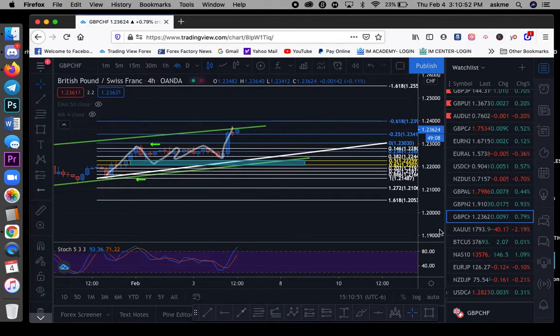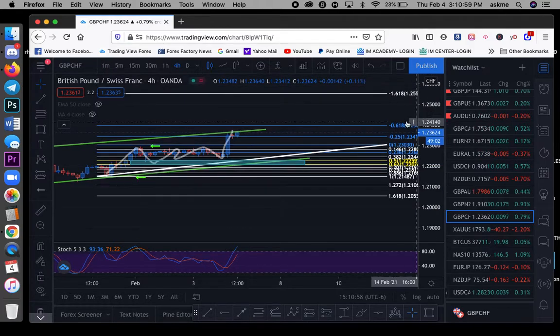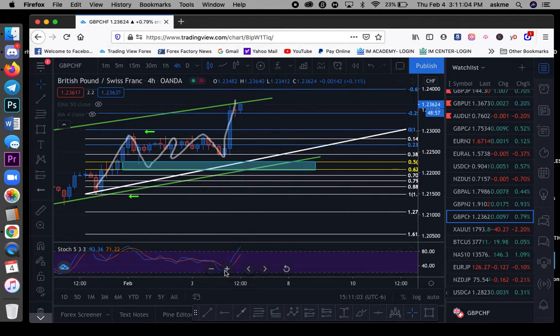Ultimately, we want to take this trade to what's called the 618 level. The 618 level is where you're going to take profits. Sometimes it goes a little higher, but I like to take it to the 618 just to be sure, to be more confident about the trade, right?